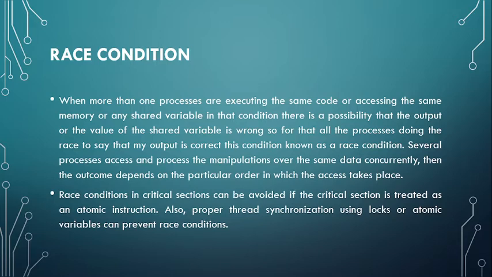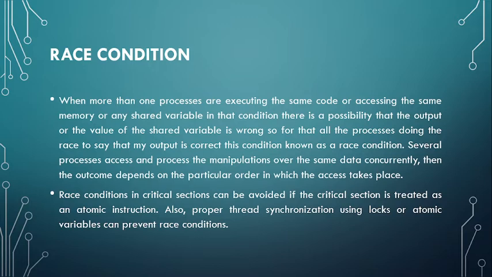When more than one process is executing the same code or accessing the same memory or any shared variable, there is a possibility that the output or the value of the shared variable is wrong. All the processes are racing to say that their output is correct. This condition is known as a race condition. Several processes access and manipulate the same data concurrently, and the outcome depends on the particular order in which the access takes place.